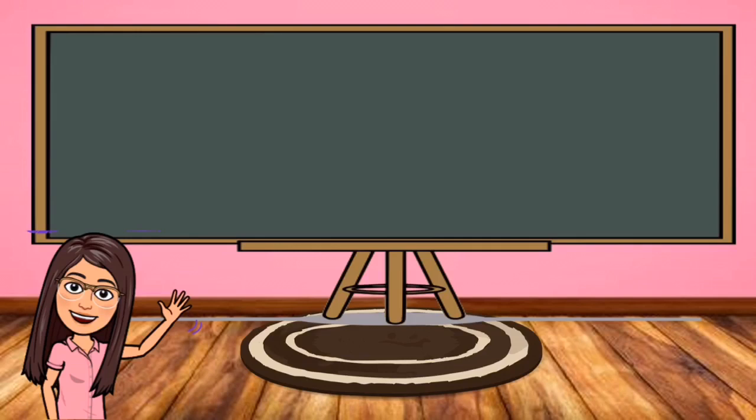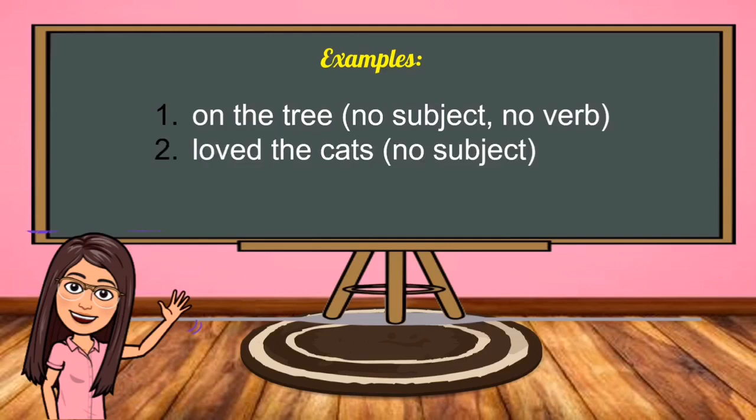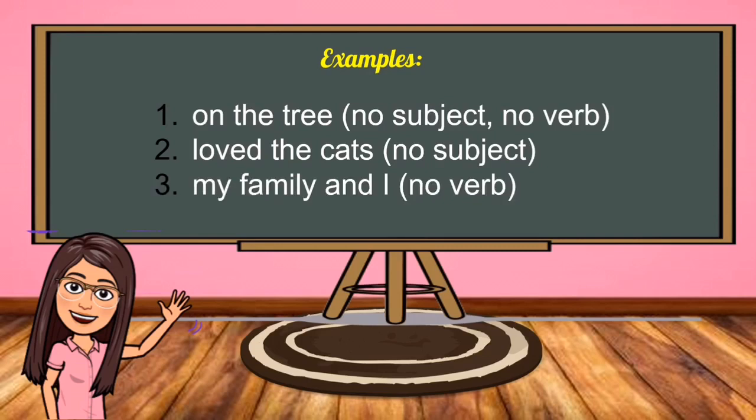For example, number 1, on the tree, it has no subject and no verb. Number 2, loved the cats. This one has no subject. And number 3, my family and I, which lacks a verb.